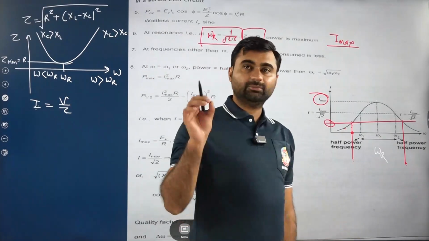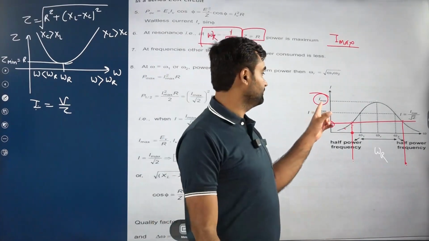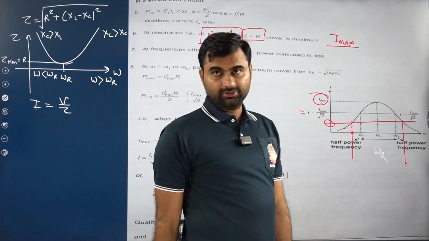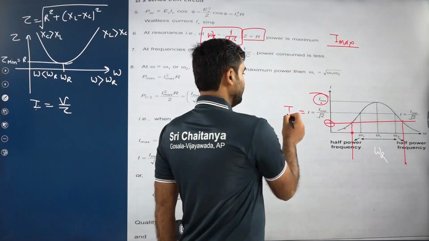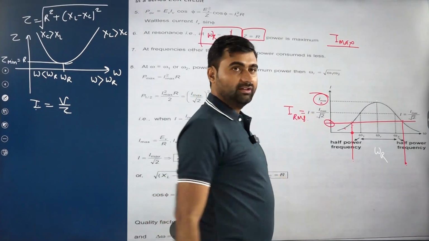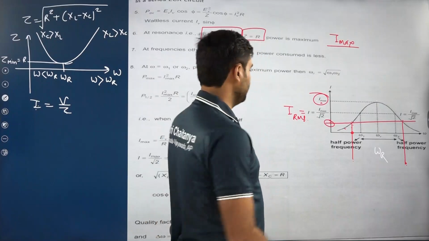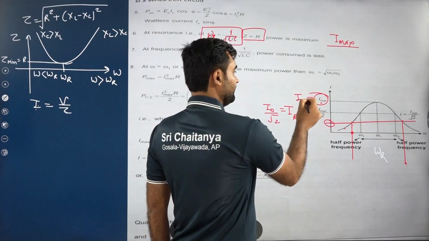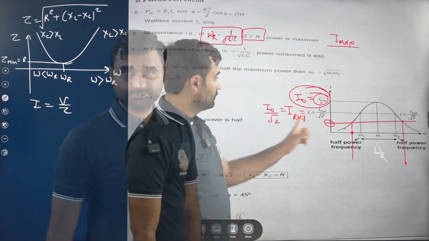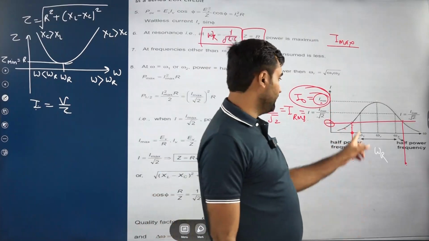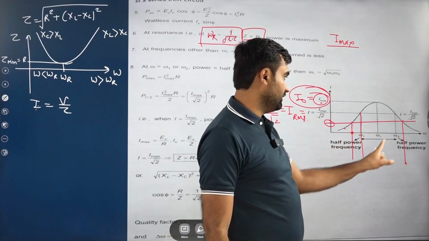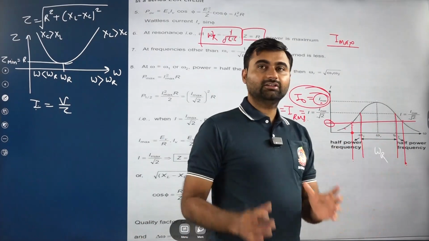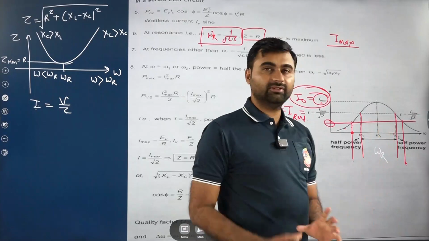So here we defined a special value of current, that is the RMS value, I RMS. You know, I RMS is nothing but the peak value divided by root 2. Peak value divided by root 2, and here the maximum current is the peak value I naught. So for this current also two different frequencies are there, one is omega 1 and one is omega 2. Agree or not? You have to remember these two particular frequencies also.